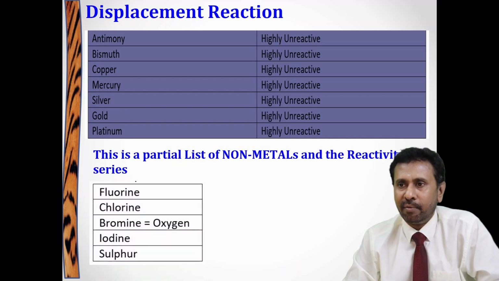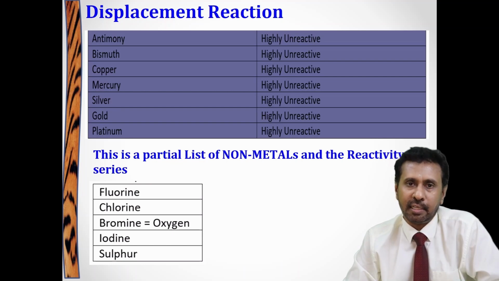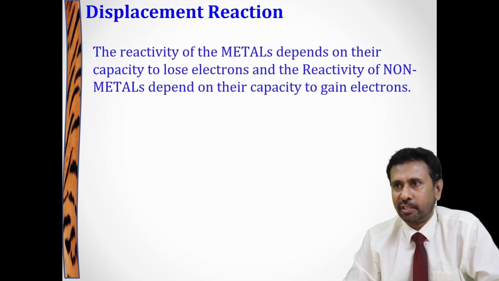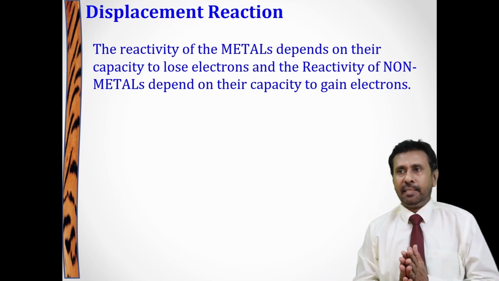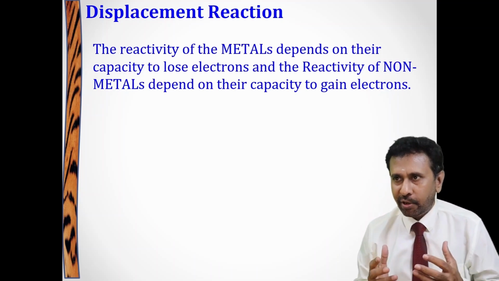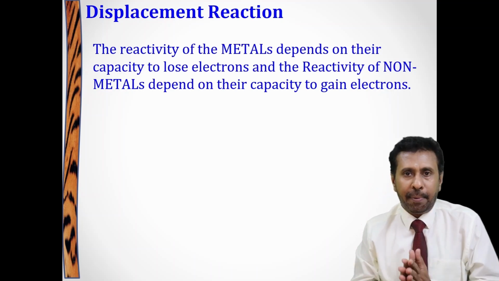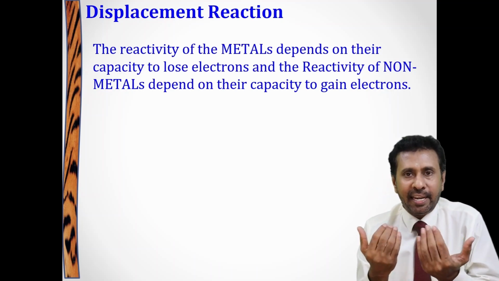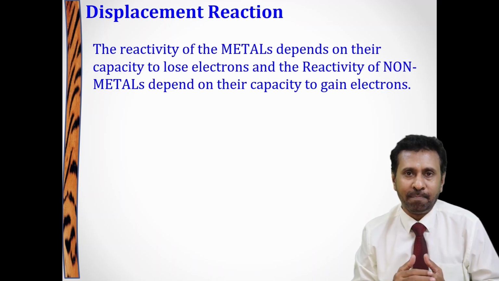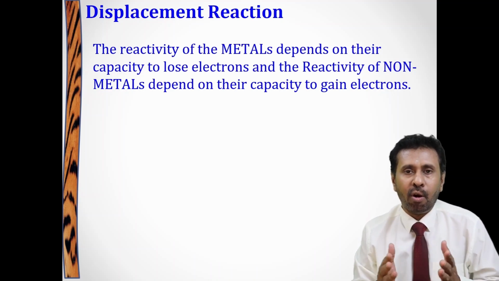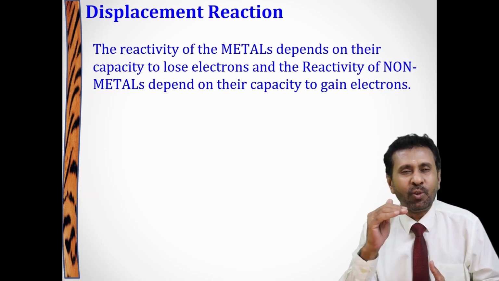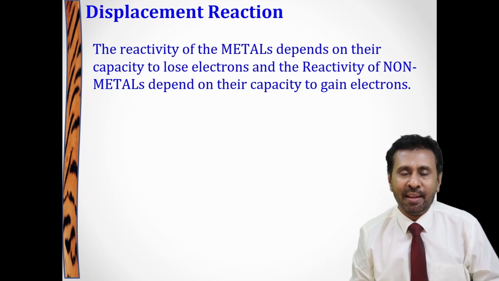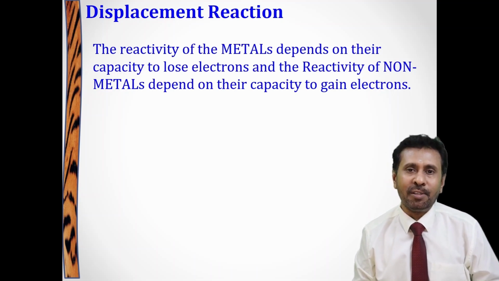Okay. And with non-metals, we have fluorine, chlorine, bromine is as reactive as oxygen, and iodine, sulfur. This again is a partial list. So the reactivity of metals depends on their capacity to lose electron, and the reactivity of non-metals depends on their capacity to gain electrons and hold the electrons. It can be an ionic bond or it can also be a covalent bond. The capacity to hold the electrons. That's what the reactivity of the non-metals is all about.